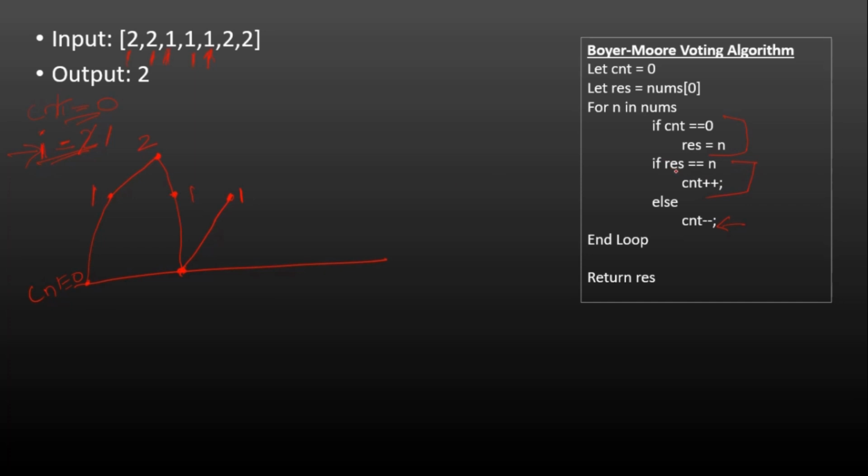Then I'll check whether my I equals the current number. My I has been assigned as 1, and yes, my current number and I are the same, so I'll increase the counter and go to the next number. Since the next number is 2 and my current I value is 1, it is not matching, so I'll decrease the counter. So my counter again becomes 0. When I go to the next number, I'll check that the counter is 0, assign my I value to 2, and increase the counter.